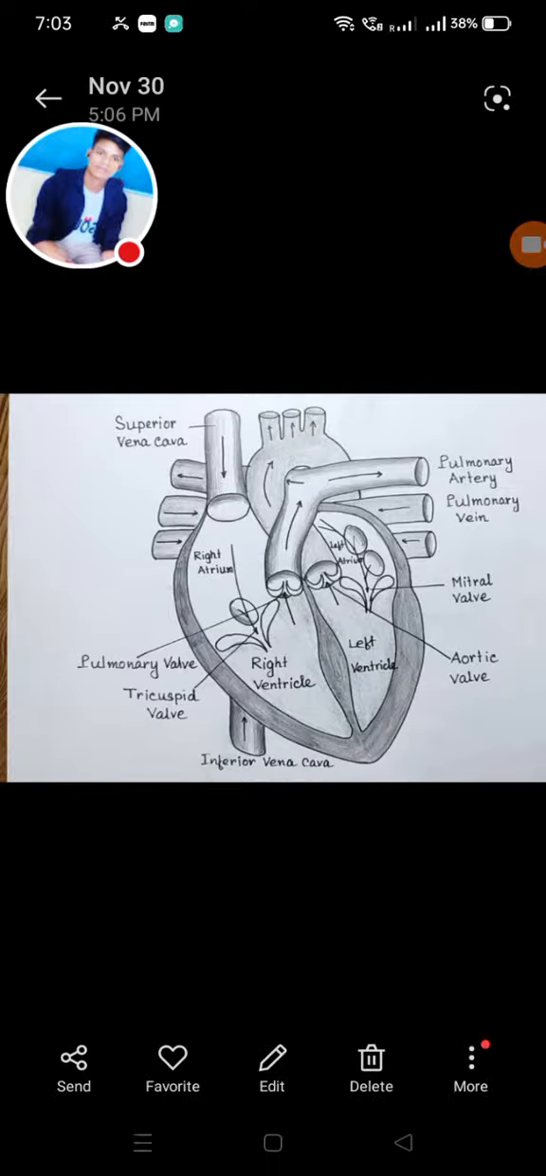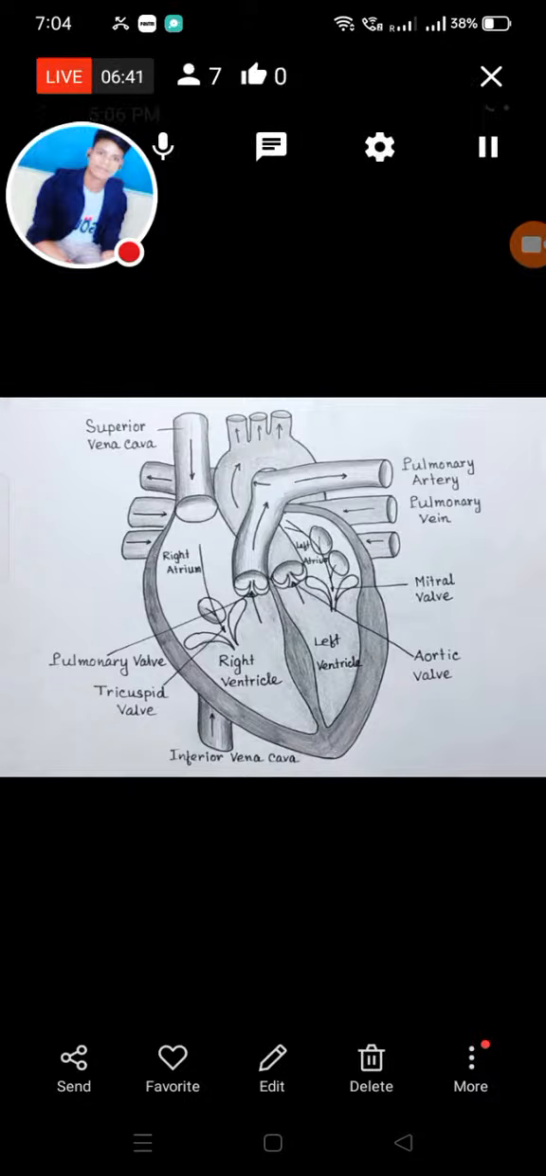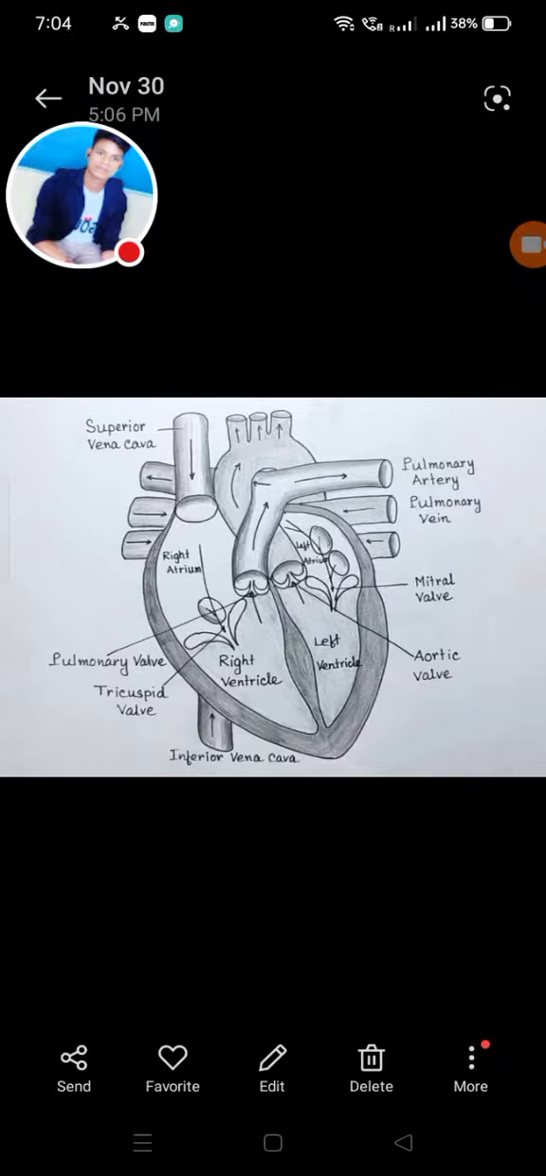So let's start the video. This is the diagram of the heart. Today in this live session we are going to discuss the blood circulation process, pulmonary circulation, systemic circulation, how it occurs, how the blood is circulated through the heart, and also one more important question regarding the heart conductive system. All questions we are going to discuss in this video. Within 30 to 40 minutes I will complete all questions. So don't worry, I hope it will be very helpful for you and your further studies.